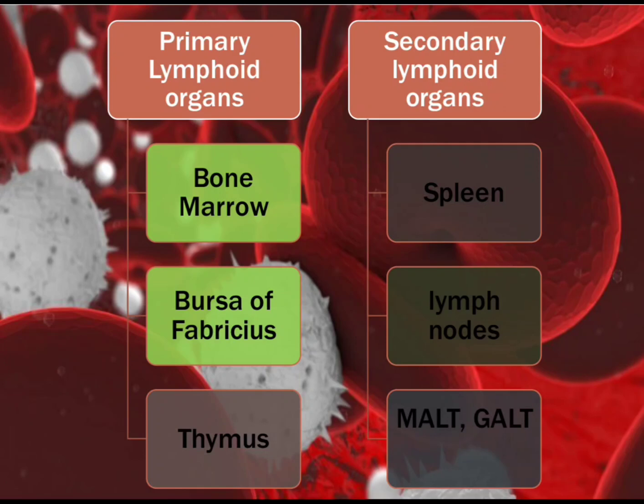Secondary lymphoid organs are those where the repair of the immune cells happens, and also the process of destruction happens here. So those are called the secondary lymphoid organs. Now let us see what the primary lymphoid organs are. Primary lymphoid organs are bone marrow, thymus and bursa of Fabricius. Secondary lymphoid organs are spleen, lymph node, MALT, GALT, etc.